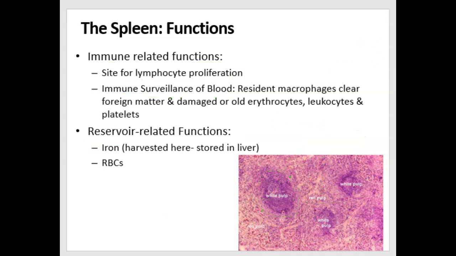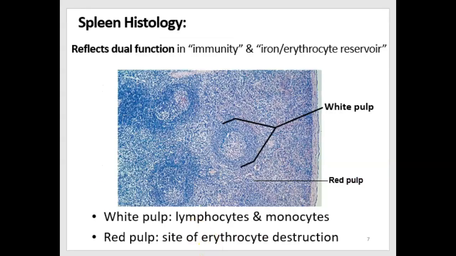I think that's really cool because I'm going to show you another slide here. So just to be clear, the histology reflects this dual function that the spleen has. We have the white pulp where immune surveillance takes place, and then we have the red pulp. Well, I don't know, spot to choose. I guess I'll choose over here, but that's where erythrocytes are destroyed, but then also stored. Slide should say where erythrocytes are stored.